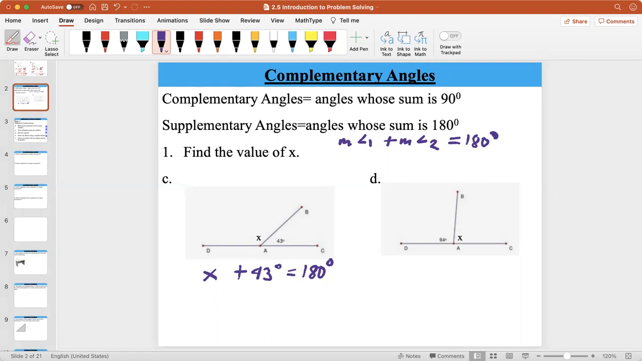Solve for x, we subtract both sides by 43. Minus 43. So what's our x? By regrouping, we can subtract, right? 0 here becomes 10, and 8 becomes 7. 10 minus 3, 7. 7 minus 4, 3, bring down 1, so we have 137 degrees, the measure of the angle x. Okay.